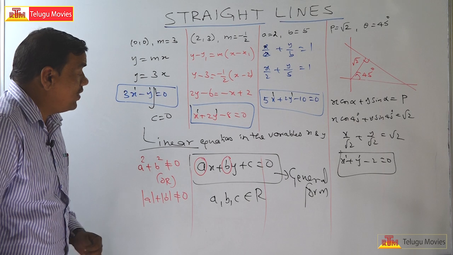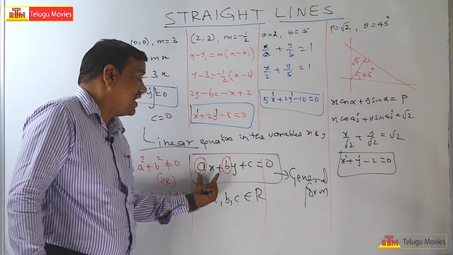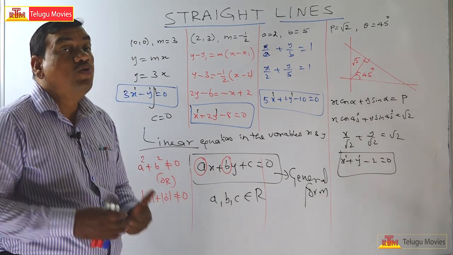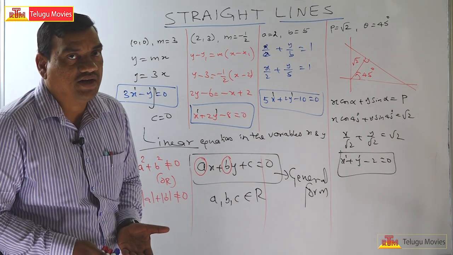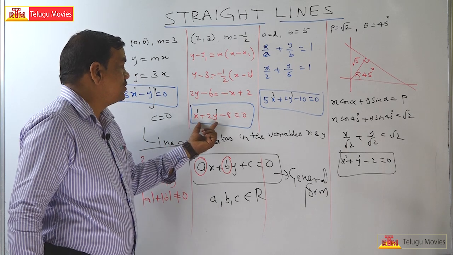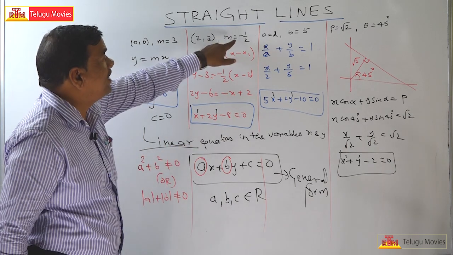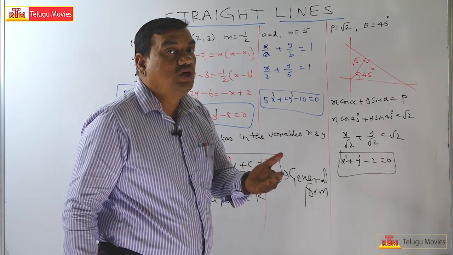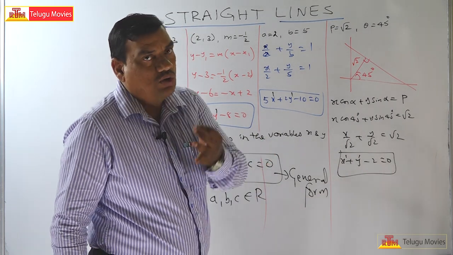Okay, now we are going to see, given a line equation ax plus by plus c is equal to 0, how to find out the slope of the line. Just by seeing this, x plus 2y minus 8 is equal to 0, then how to find out the slope of the line. So by seeing this equation, how to find out the slope of the line. Okay, so let us see that.